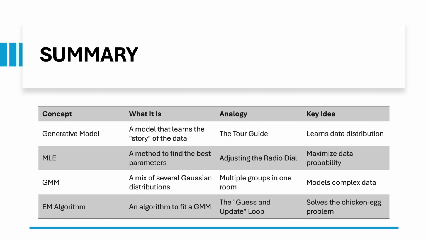So, basic summary. What is a generative model? It's a model that learns the story or the distribution of the data. MLE is how we find the best parameters by maximizing the data probability. GMM is a mix of several Gaussian distributions for modeling complex data or multi-label data. And the EM algorithm is how we fit a GMM to the actual data based off the guess and update loop to actually find the correct values of the parameters itself.